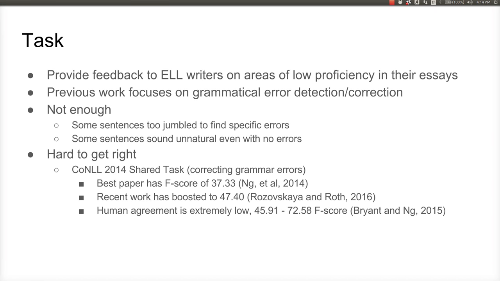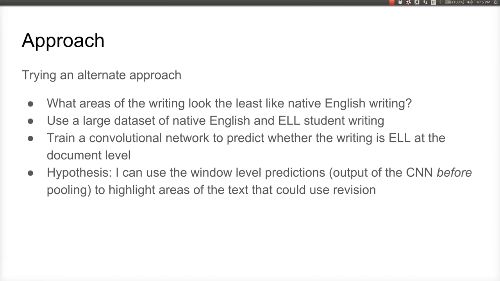However, that is not enough because some sentences are too jumbled to find specific errors, and some sentences sound unnatural even with no actual errors. It's also extremely hard to get right. In the 2014 CoNLL shared task on grammatical error correction, the best paper only got an F score of 37.3. Recent work has boosted that by 10 points, but there is a ceiling because human agreement is really low. It is hard to get people to agree on what errors exist in any given sentence.